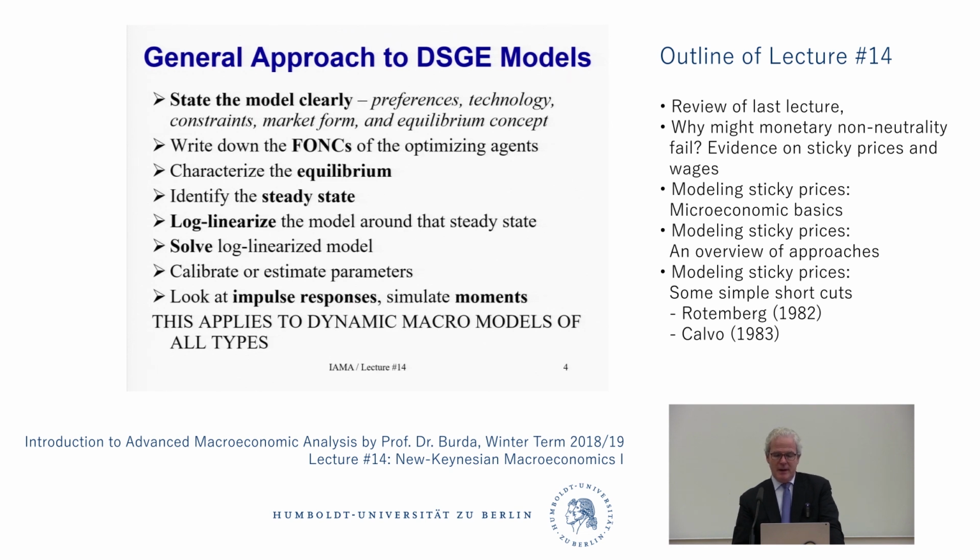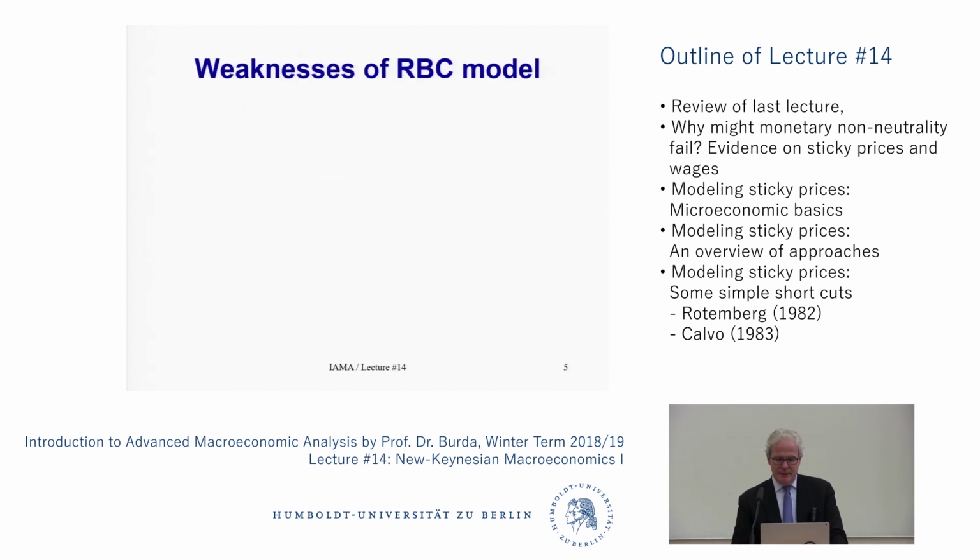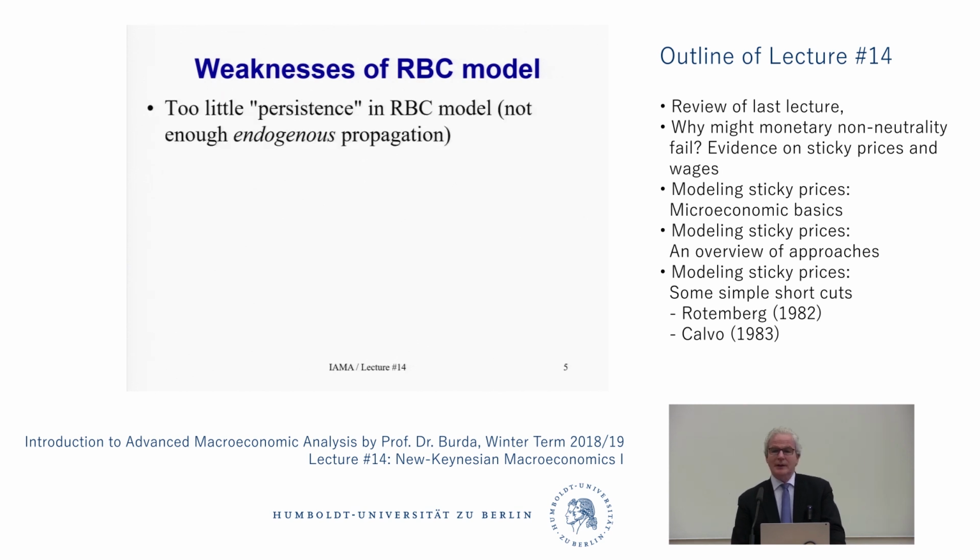And there are other types of models that I haven't mentioned, we may discuss at the very last lecture. This is kind of the way we do business in macro. Okay? Now, just to remind you, the reason we moved to New Keynesian today is because there are weaknesses of the RBC model. First off, there's too little persistence. Okay? If you remember, the persistence of the model is the response to the shock after the shock has been taken away. What happens?